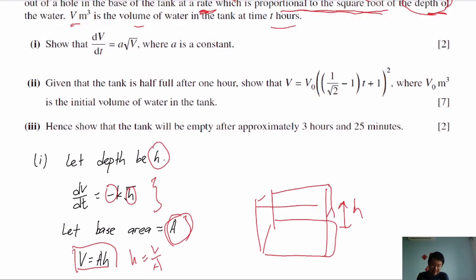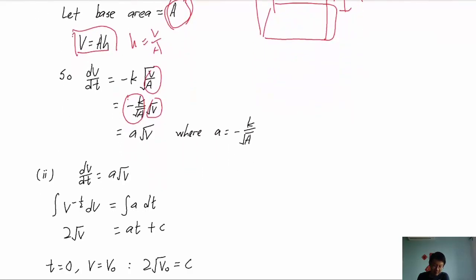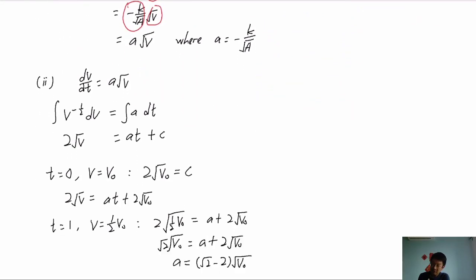Second part, if you look at the question, they say, given that the tank is half full after 1 hour, show that V is given by this expression, where V naught is the initial volume of water in the tank. If you look at the question again, the beginning part says it is initially full of water. So this is one useful piece of information for us. Another is that after 1 hour, the tank is half full. That is going to help us in calculating all the constants. Of course, before we can do that calculation, we need to solve this equation first.